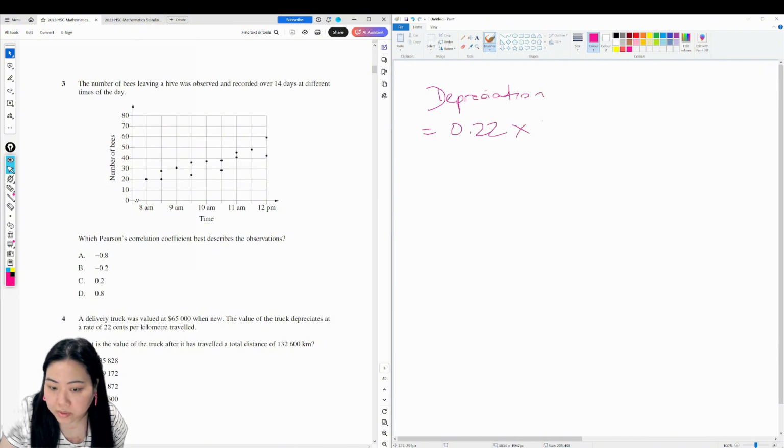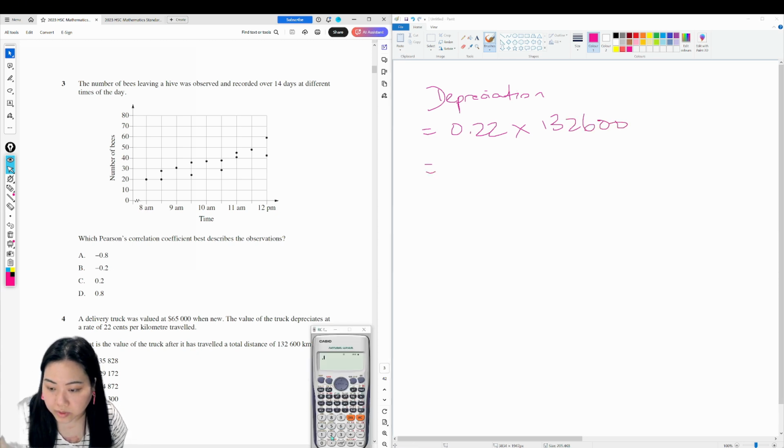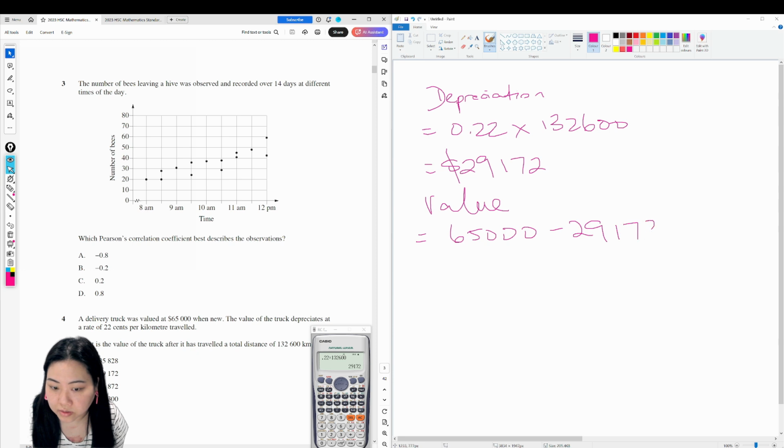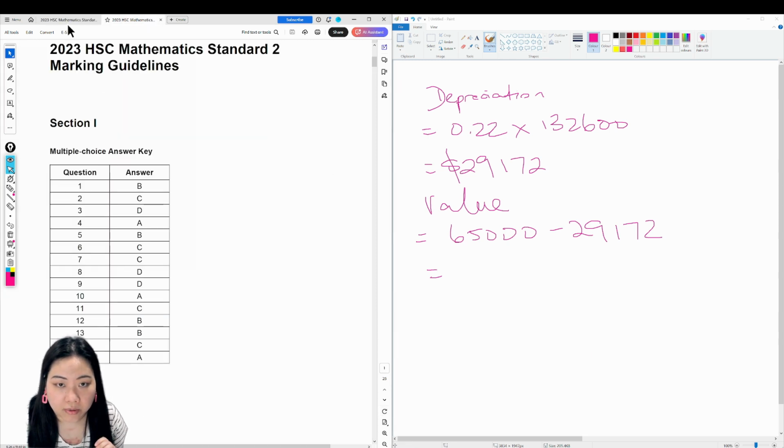equals 0.22 times 132,600. That is 0.22 times 132,600. $29,172. Now, what's the question? What is the value of the truck? The value of the truck would be 65,000 minus 29,172, which is 35,828. 4A. Let's check it. 4A. Perfect.